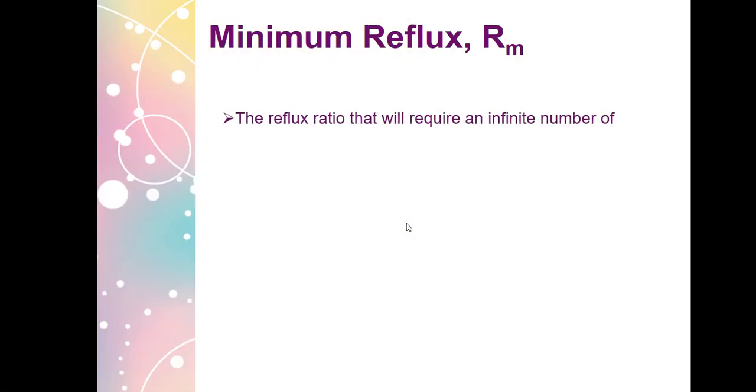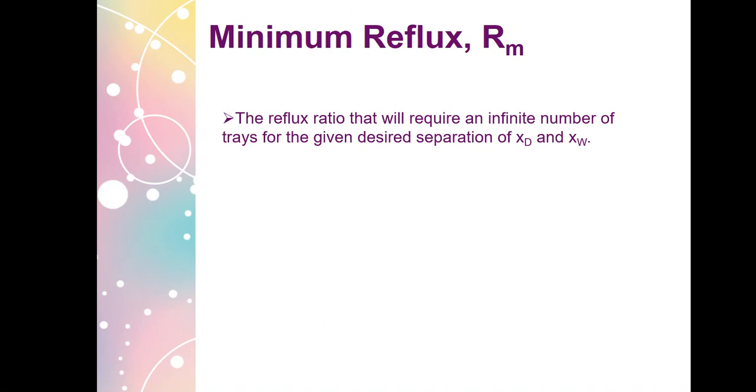Now, if we have total reflux and we have the minimum number of stages resulting from total reflux, then what is minimum reflux? If you have total reflux, what's minimum reflux? It's represented by R sub m. It is actually the reflux ratio that will require an infinite number of trays for the given desired separation. This time, if total reflux results in the minimum number of trays, minimum reflux results theoretically in an infinite number of trays, meaning it's not possible.